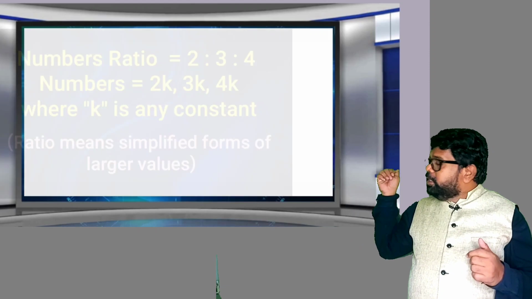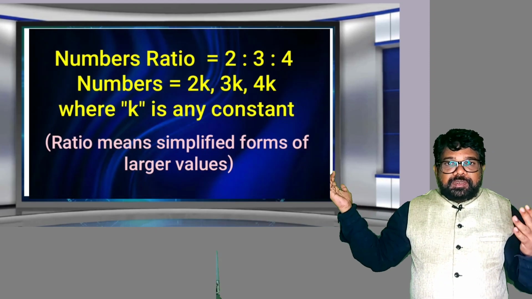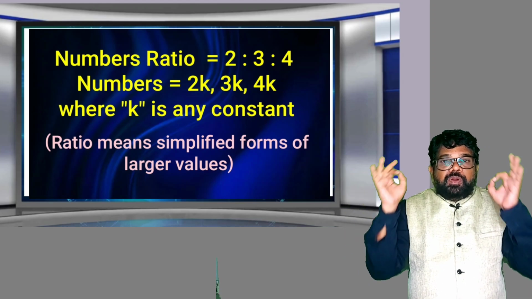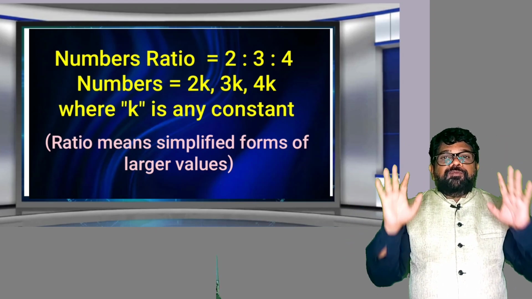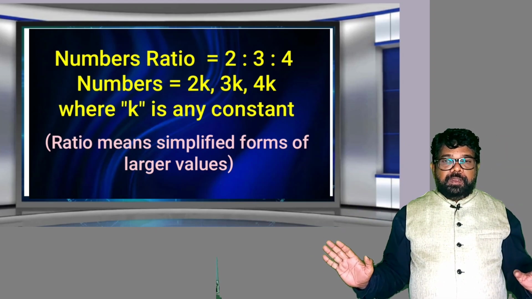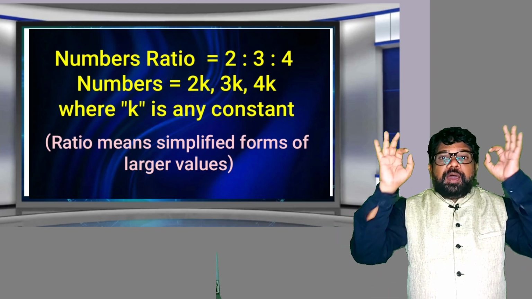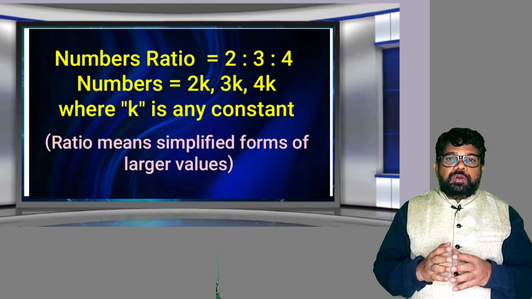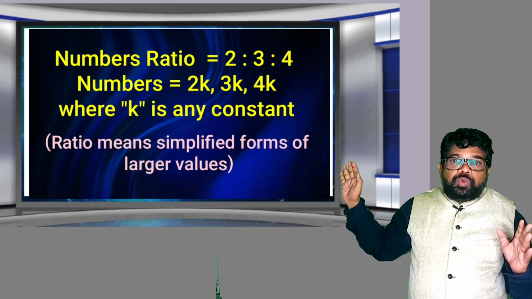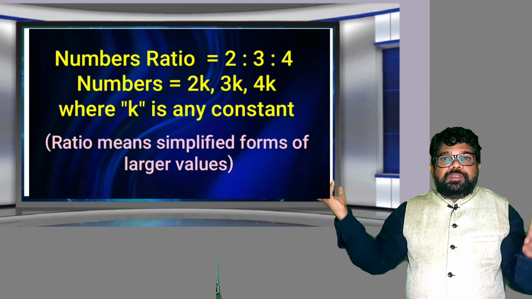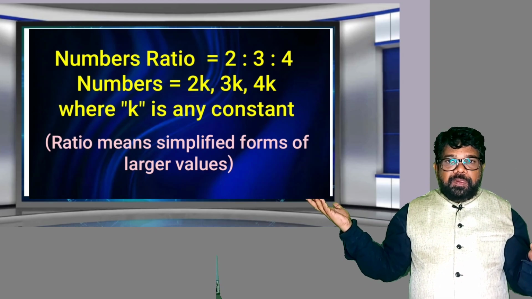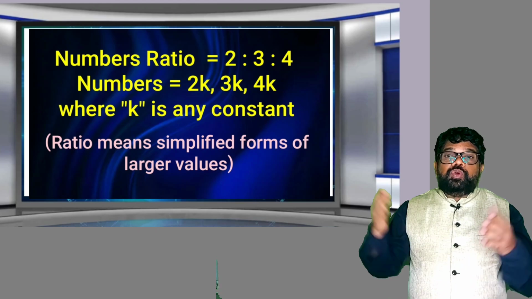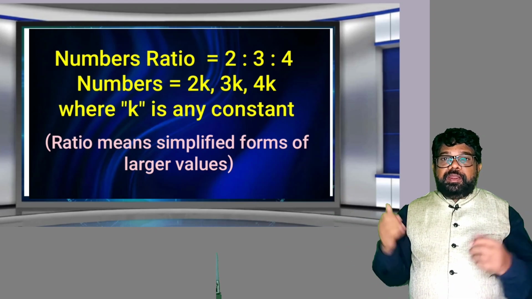Now the next one, see here. Suppose the ratio of numbers is given, how can you calculate the numbers? A numbers ratio means you have to put in your mind the simplified form of larger values. Suppose the numbers ratio is 2 is to 3 is to 4. Now what are the numbers? The numbers are not equal to 2, 3 and 4. So 2, 3 and 4 are the simplified form of larger values. But how can you get the numbers now? By multiplying by some constant value. So 2 into k, 3 into k, 4 into k.